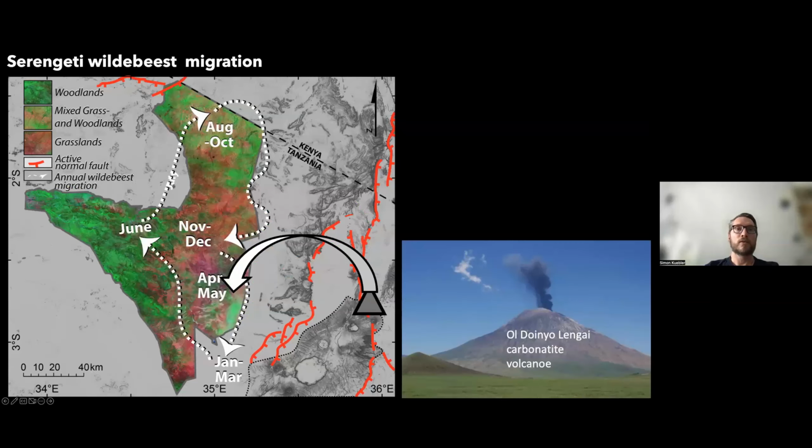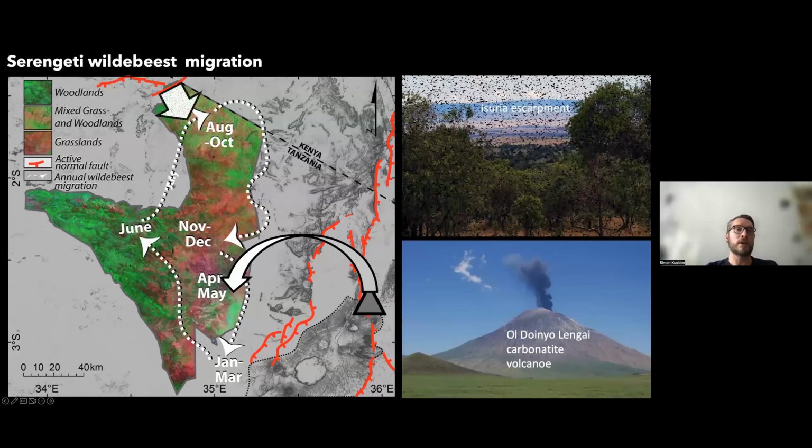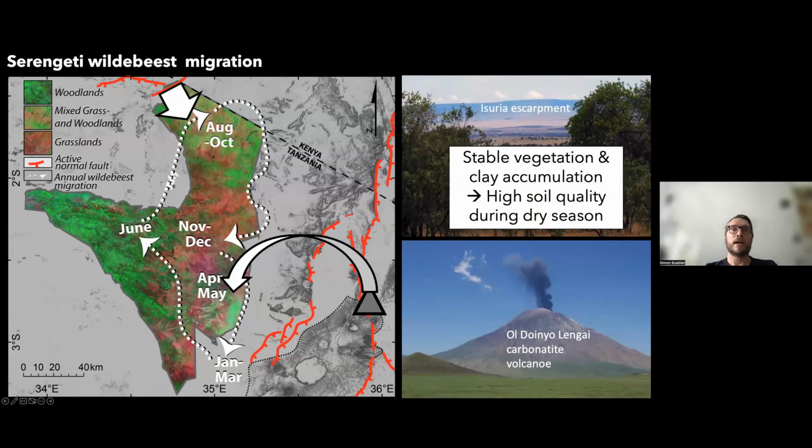So to add this part of the Serengeti-Mara ecosystem to the map, we do not only have a geological nutrient engine in the southeast, being the Oldonyo Lengai volcano, but we have a second one in the north, which is likely a combined effect from tectonic faulting and enhanced erosion along the fault escarpment, which stabilizes vegetation and accumulates clay in that region.